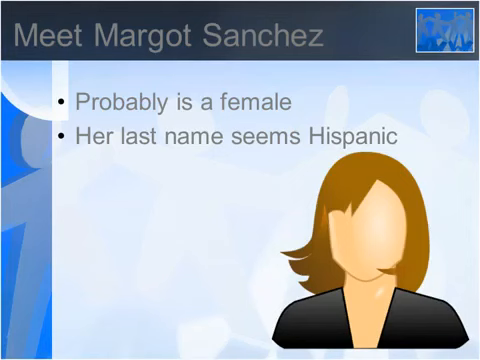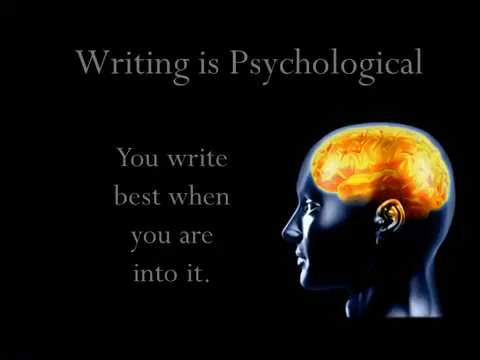So here's an example. If I said Margot Sanchez, and by the way, this is a name I made up for this example, you safely could say that you think she is a female and that her last name seems to be Hispanic. While you are not sure about those two statements, it's a good start.